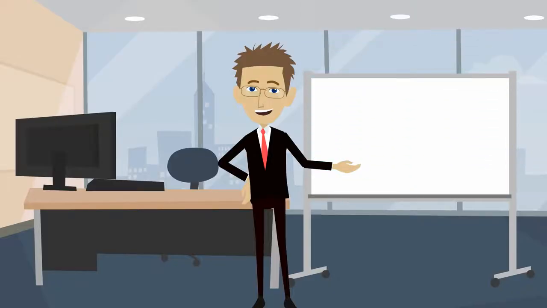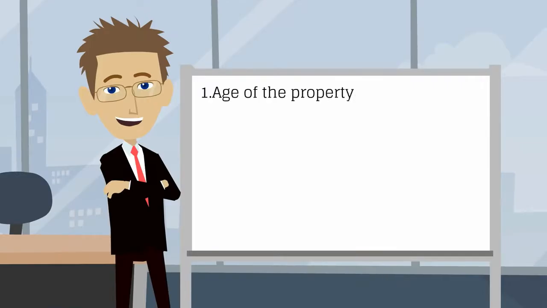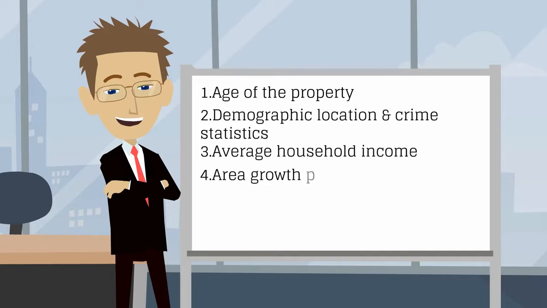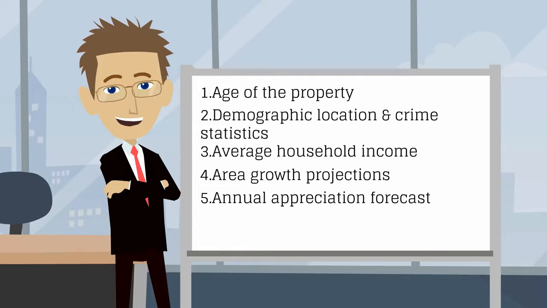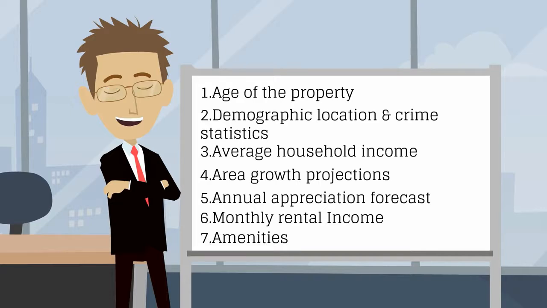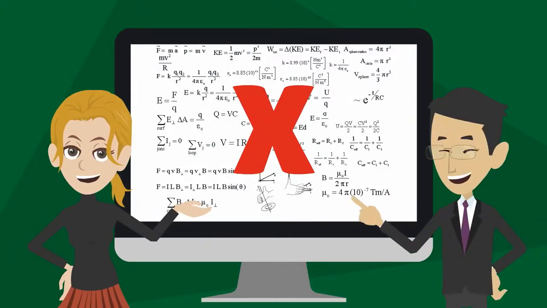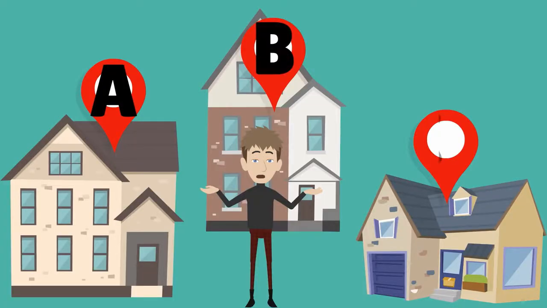The letter grades for property are assigned after considering the following factors. 1. Age of the property. 2. Demographic location and crime statistics. 3. Average household income. 4. Geographic and economic growth projections. 5. Annual appreciation forecast. 6. Monthly rental income. And finally 7. Amenities. There is no precise formula used to place properties into certain classes, but here is a breakdown of how you, as an investor, should consider the difference between A, B, and C class properties.